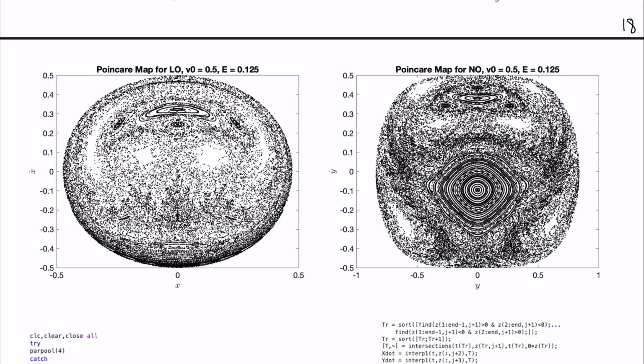Okay, I know I said that I was going to show the videos for the LO and NO Poincare maps. However, they ended up being longer than I wanted, and so they're actually going to be at the end of this video so that we can instead now go through the second example.